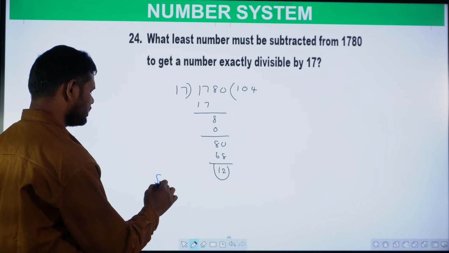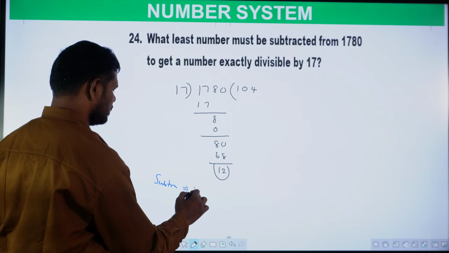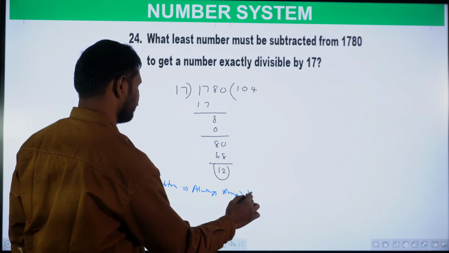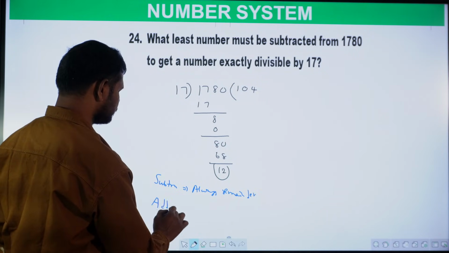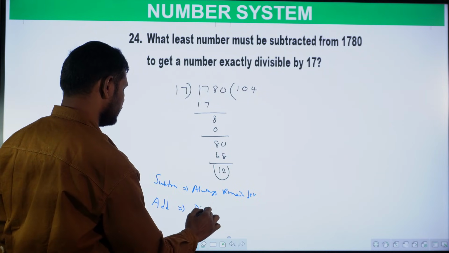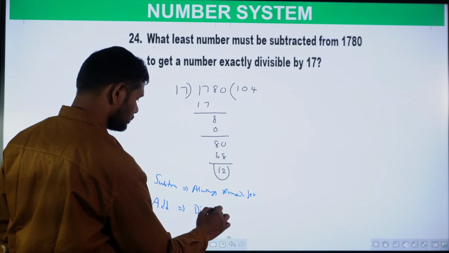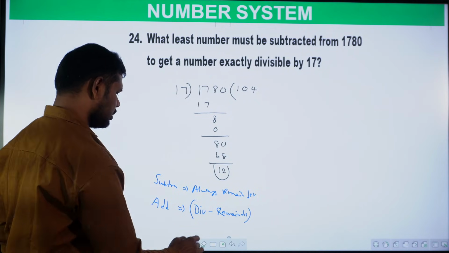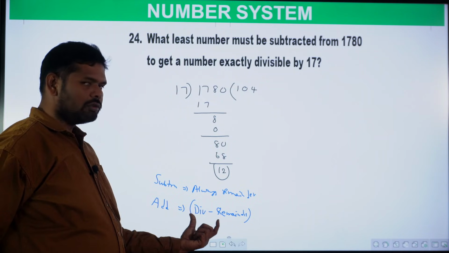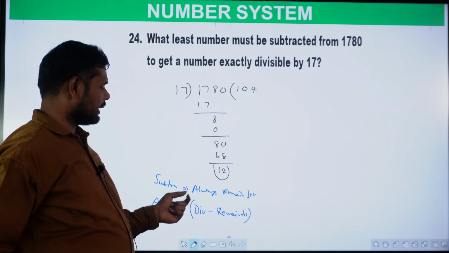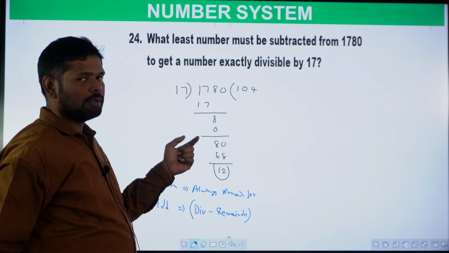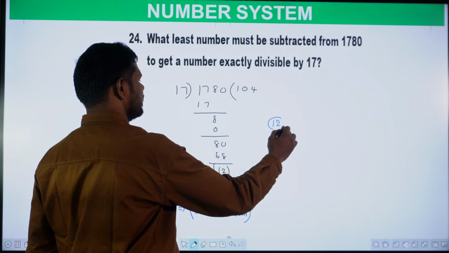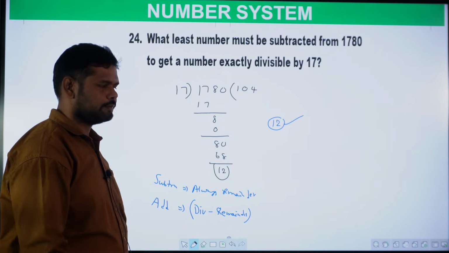Subtracted means always the remainder is subtracted. But adding means add divisor minus that remainder. We discussed the division concept. So divisor minus remainder value is added to that number. Subtract, I mean just subtract the remainder from that number and you get that exact answer. What least number is subtracted? 12 is subtracted from that number, the remainder is the answer. That is clear.